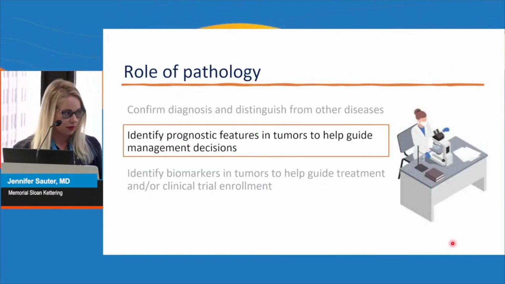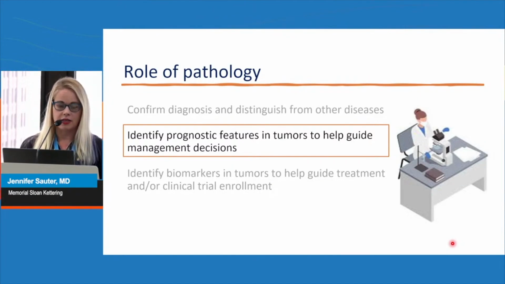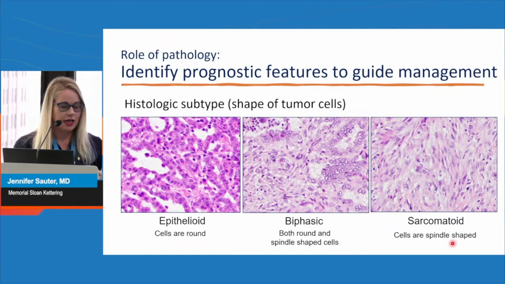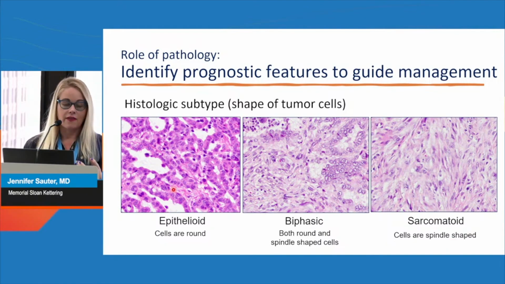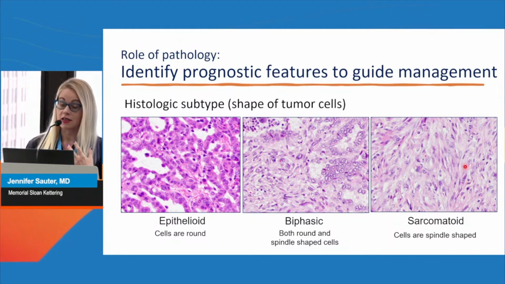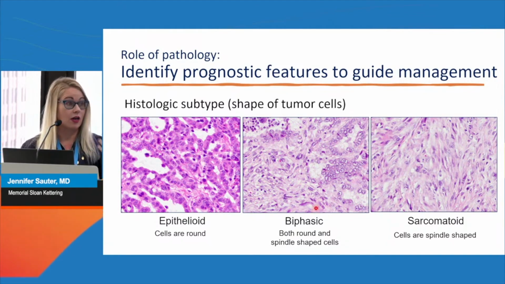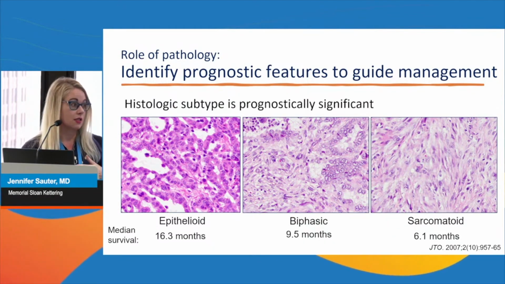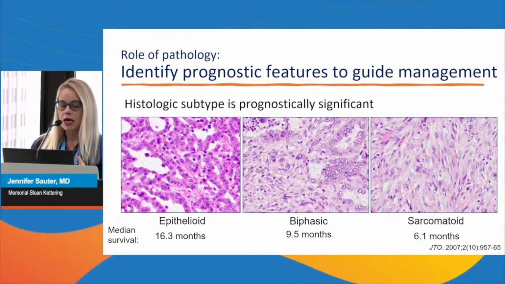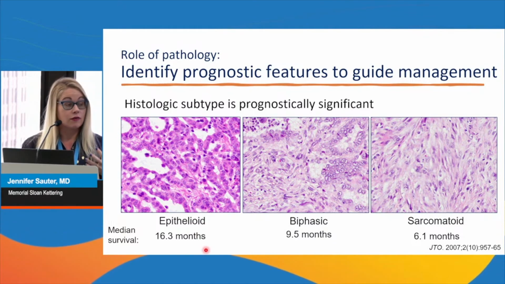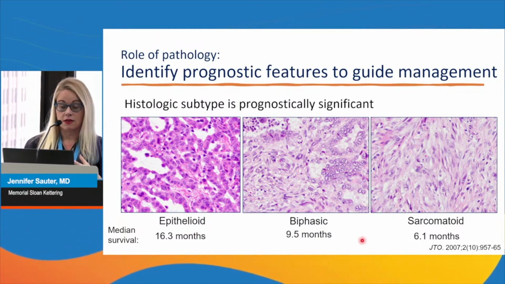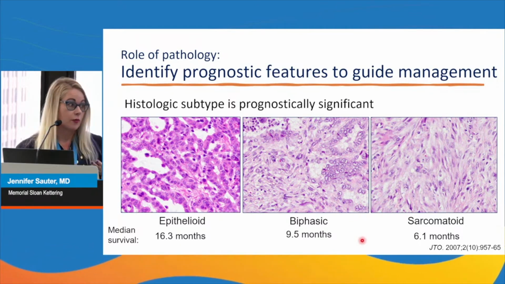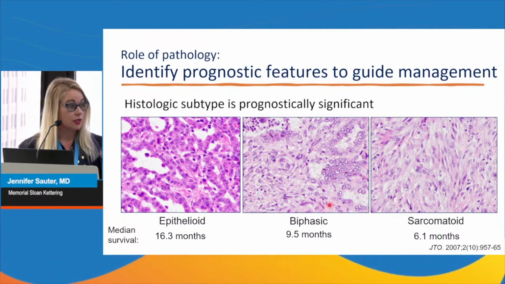Once we have a diagnosis of mesothelioma, we must identify and report prognostic features that are helpful for management. The most important is the histologic subtype, which I'm sure you are familiar with. We have epithelioid, where the tumor cells are round in shape, sarcomatoid, where the tumor cells are spindled in shape, and then biphasic, where we have a component of both round and spindle-shaped tumor cells. And this is very important because histologic subtype is prognostically significant, as you know. Patients with epithelioid tumors have longer survival compared to those with biphasic and sarcomatoid tumors. Also, in the era of immunotherapy, we know biphasic tumors tend to respond better to immunotherapy.